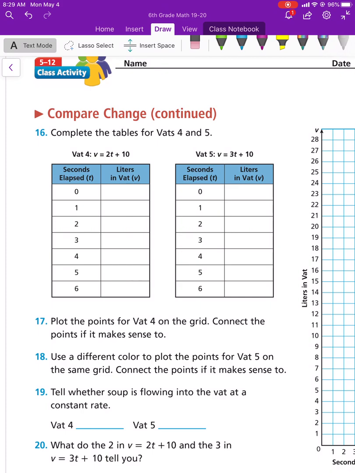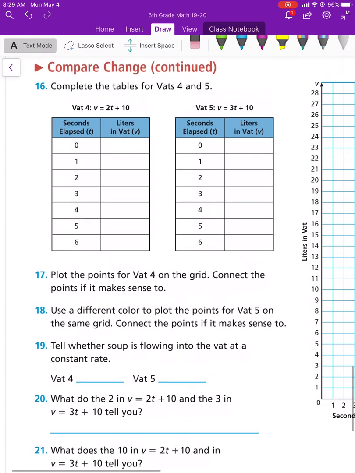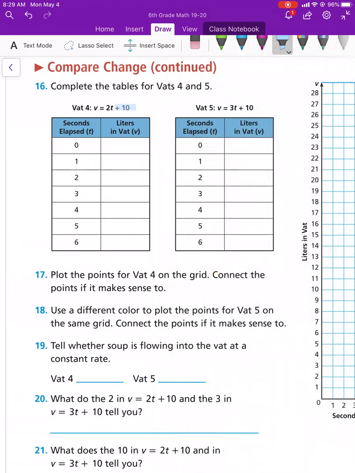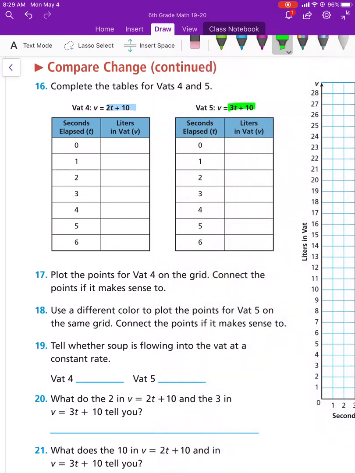So I have V equals, and let's do these again in blue and green. Let's not switch it up like that. So I have 2t plus 10, and on this one, I have 3t plus 10. So 2t plus 10, 3t plus 10. Do you think that these are going to be constant? Think about that.